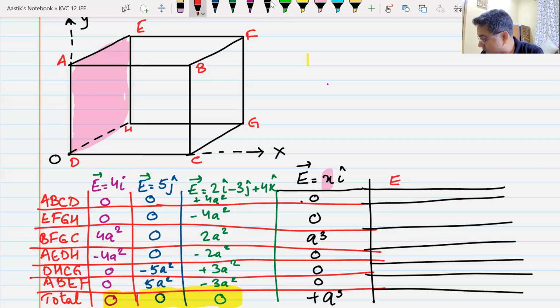Electric field is constant. At this point, for this surface, the value of x is A. X does not change, only Y changes, but that doesn't make any difference to the electric field. Electric field only depends on the value of X. X is constant. Do we understand this? The value of X does not change, so electric field does not change for this surface. It is same.